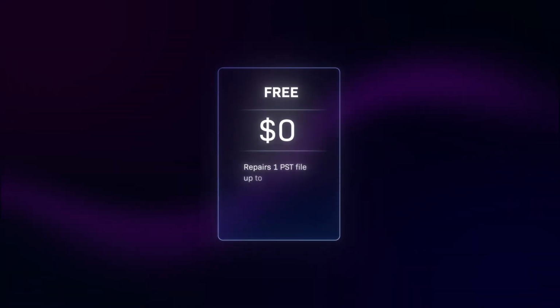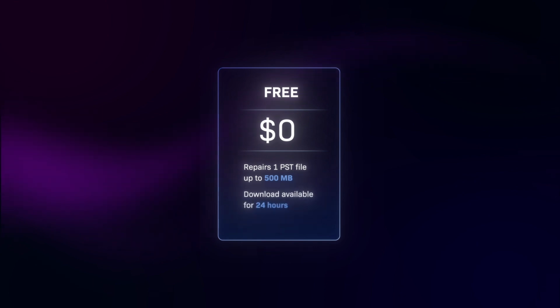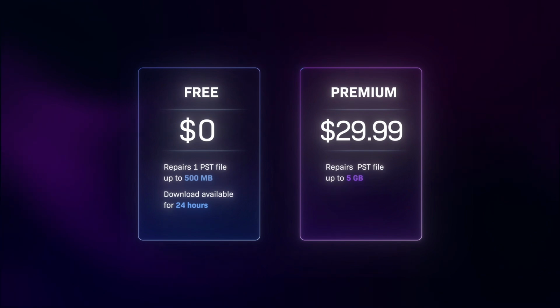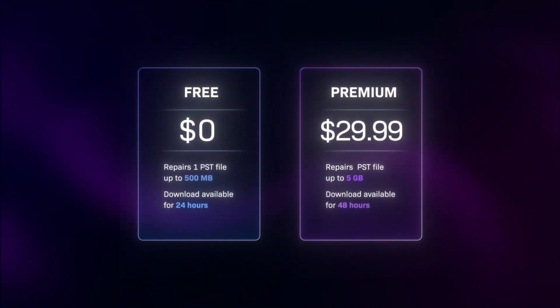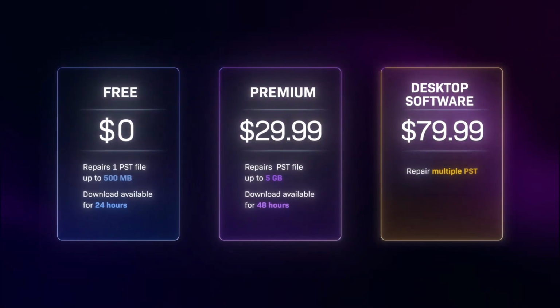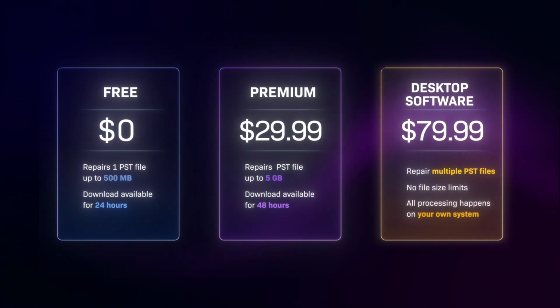Stellar offers multiple options depending on your file size and repair requirements. The free plan repairs one PST file up to 500 megabytes and includes 24 hours to download the repaired file. The premium plan repairs PST files up to 5 gigabytes for $29.99 per file and provides 48 hours to download the repaired file. For very large, severely corrupted, or business-critical PST files, Stellar Repair for Outlook desktop software supports multiple PST files with no file size limitations, while keeping all processing on your own machine.